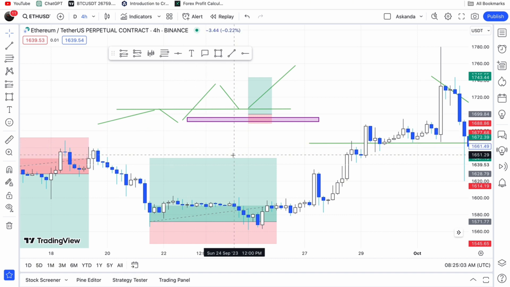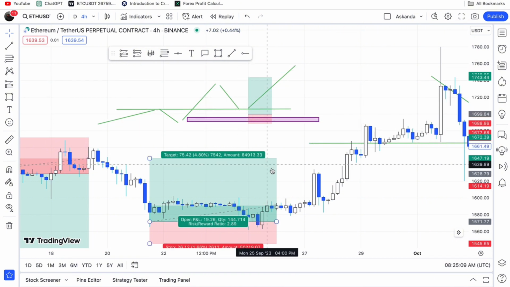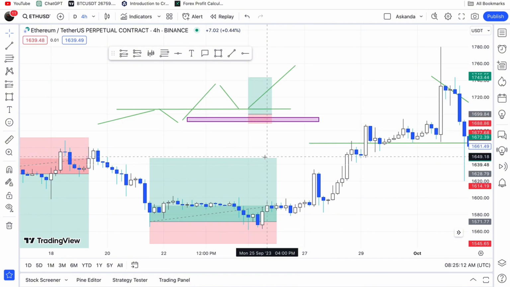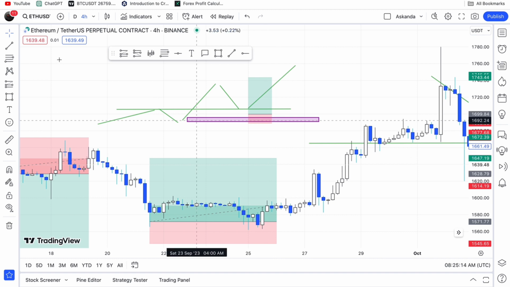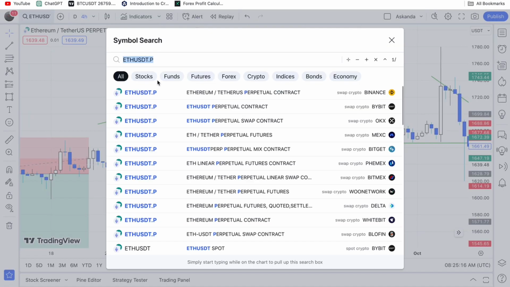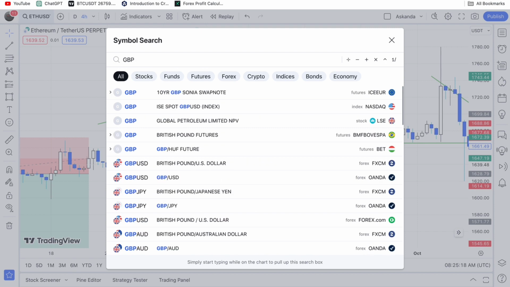If we are in a downtrend, we can use the strategy. If we are in an uptrend, like I just demonstrated, we can use the strategy again. Please don't ever go against the trend. So let me just use a GBP pair here. So let's go for GBP. So GBP USD is here.